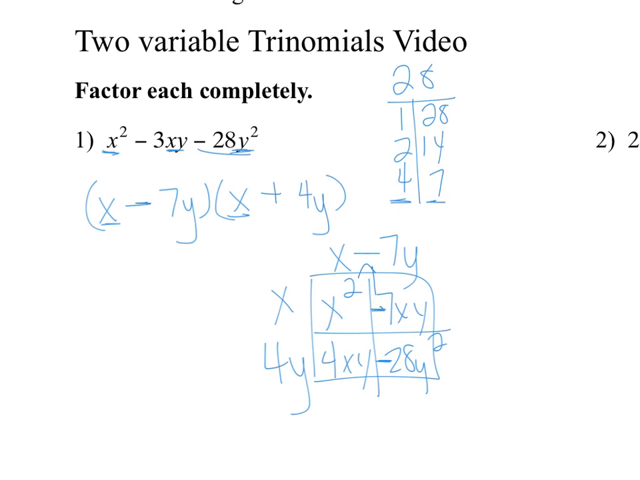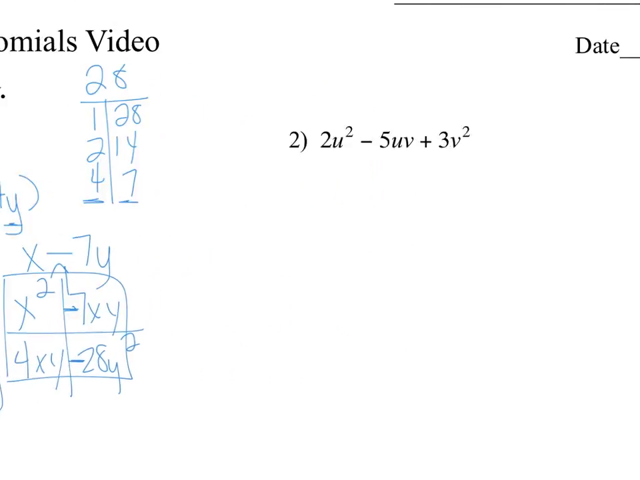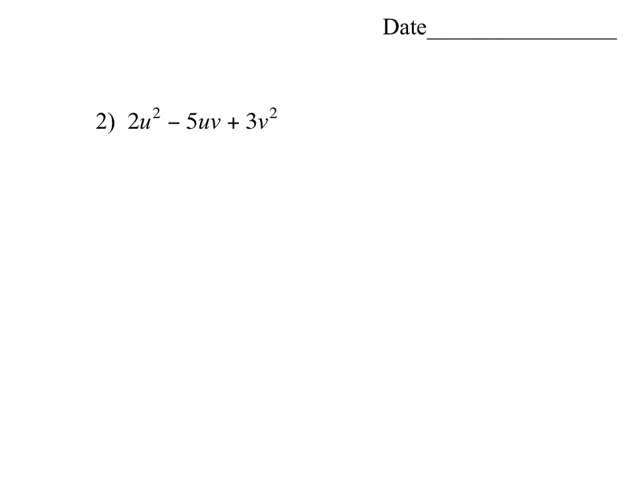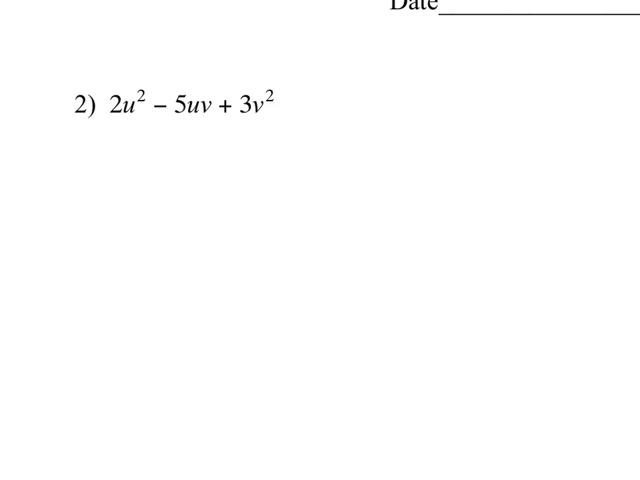So the process is exactly the same, but the second term here in each binomial has a y on it because of that y squared. So I'm just going to do a couple more here. Why don't you try them on your own first? Okay, so this is just basically reviewing factoring.